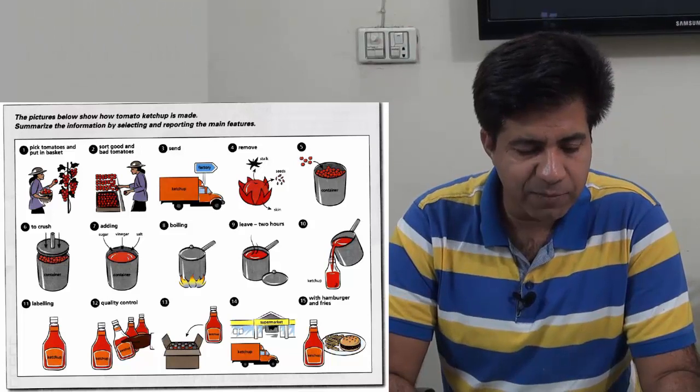Okay. Now please turn to page number 107. I'm going to tell you how to write a complete report on another thing. We've got another picture. Page number 107. Are you there? Good. There's a picture and we'll learn how to describe it. Let's look at the picture, please. The pictures below show how tomato ketchup is made.